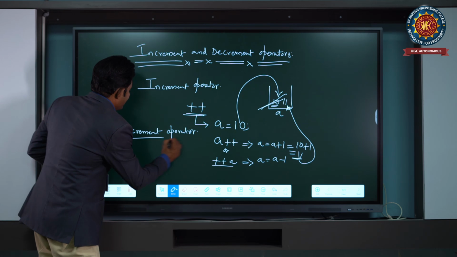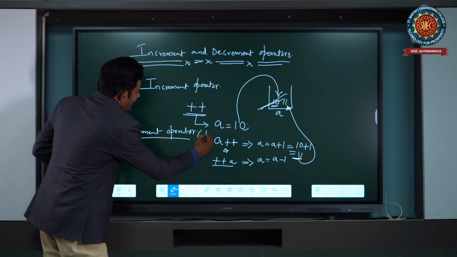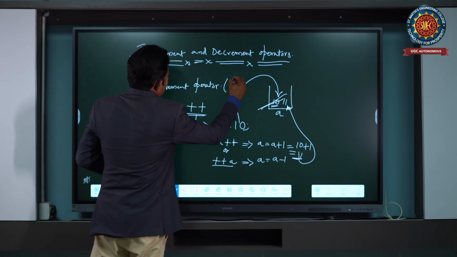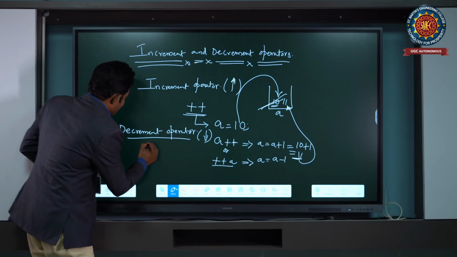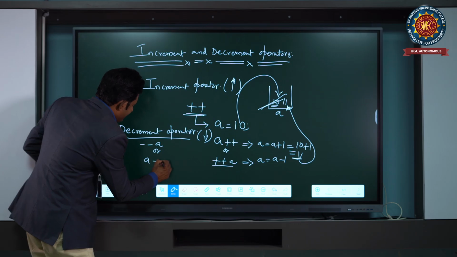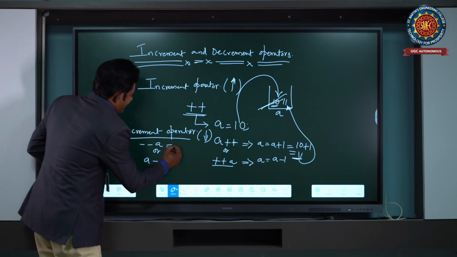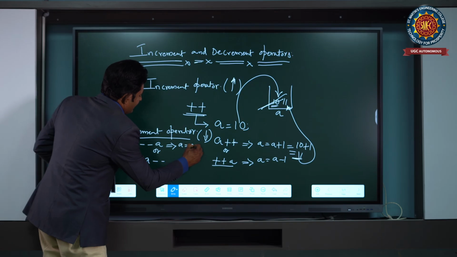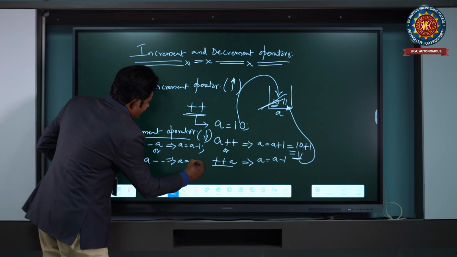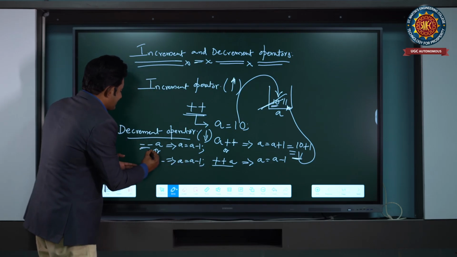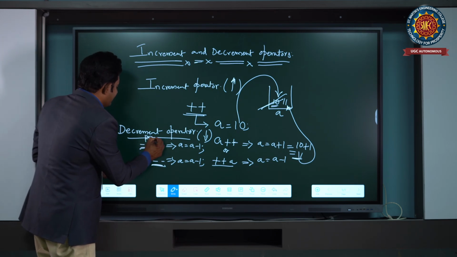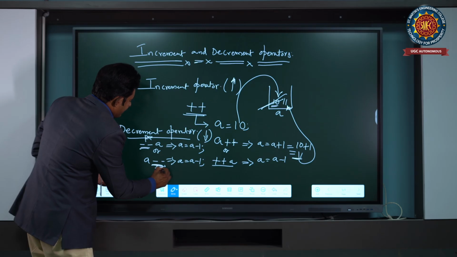Decrement operator means decreasing the value of the variable by one. Increment means increasing the value of the variable by one. So now suppose minus minus A or A minus minus. Minus minus A means A is equal to A minus 1. A minus minus also means A is equal to A minus 1. Sir, what about minus minus A and A minus minus? Minus minus A is called pre-decrement, and A minus minus is called post-decrement.